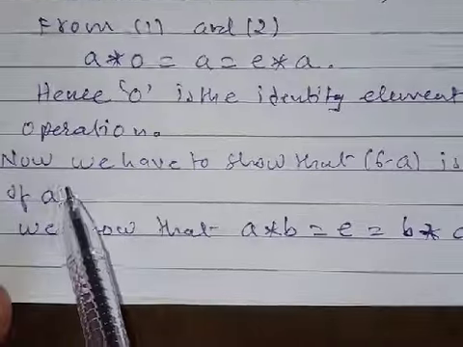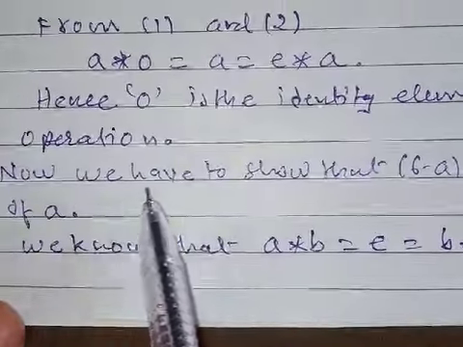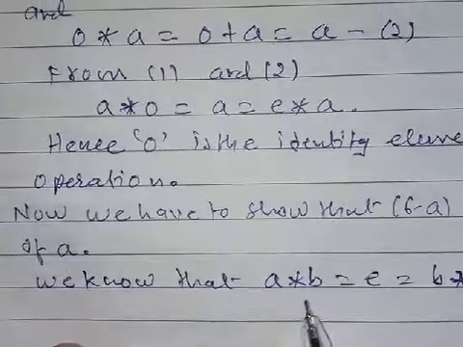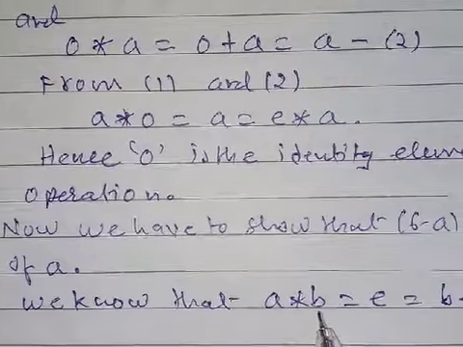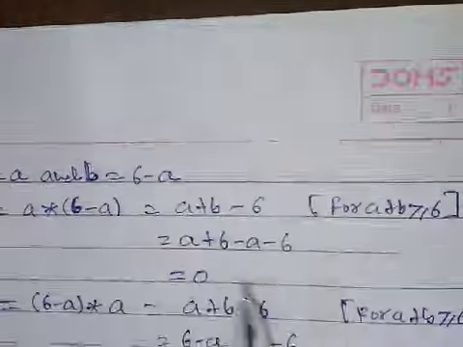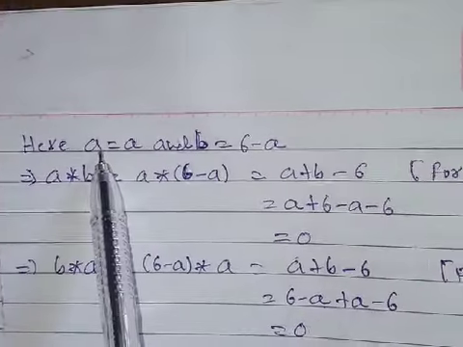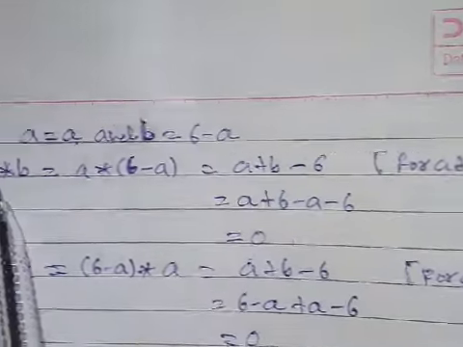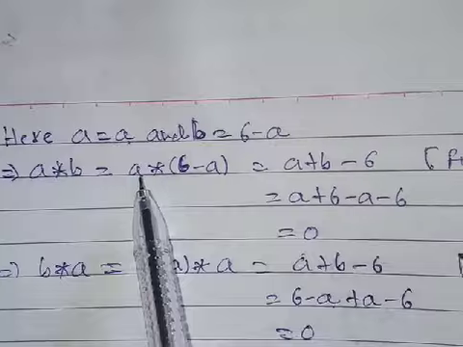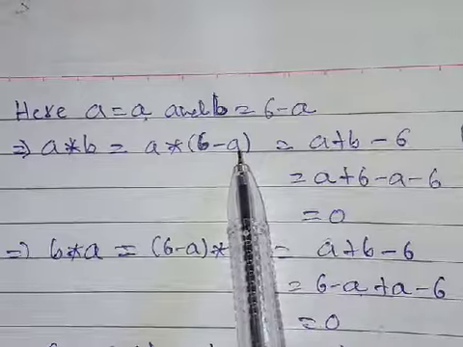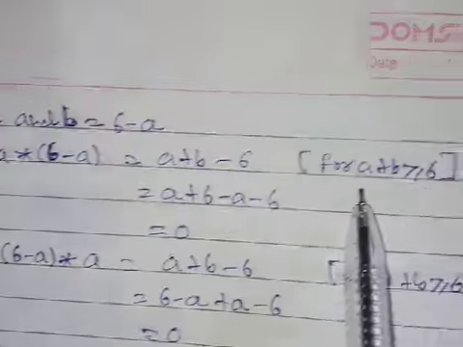Now, second part we have to show. Now we have to show that 6 minus A is an inverse of A. We know how we can prove inverse: if A star B is equal to E is equal to B star A. Here, in place of A is A, and in place of B is 6 minus A. A plus B is 6, which is greater than or equal to 6. So what is the operation given for that?